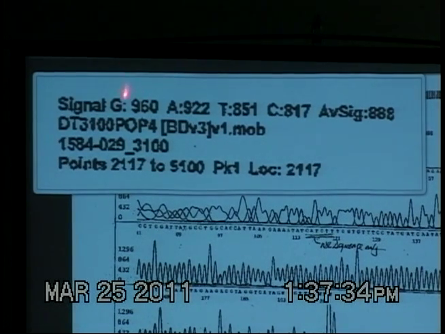Again, going up here to this signal issue, you can see the G is 960, the A is 922, the T is 851, the C is 817, with an average signal of 888, which looks to be about right, doesn't it? And it is right. So that is the average signal.